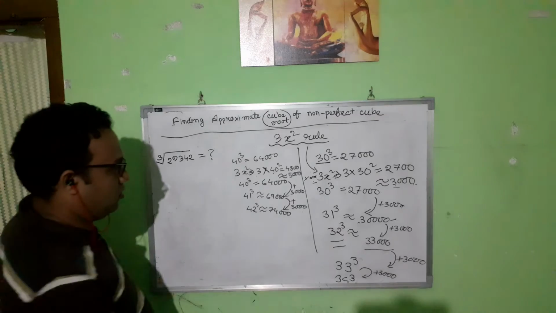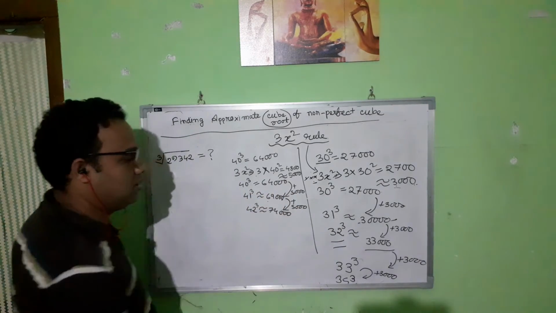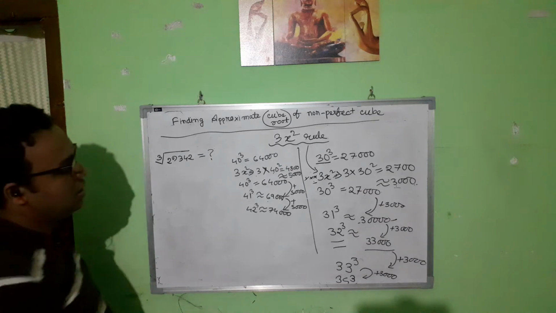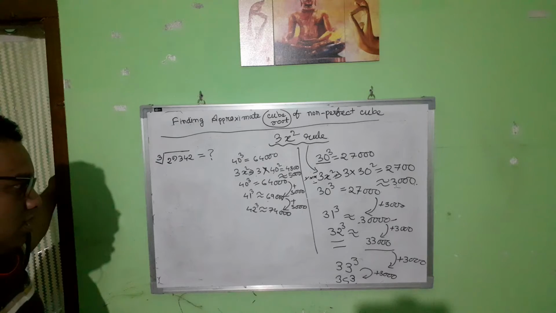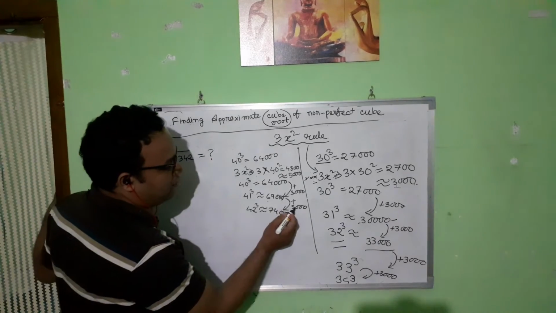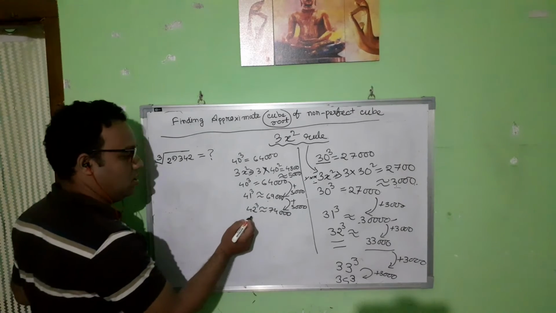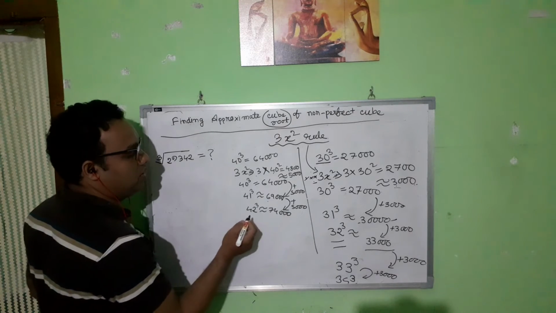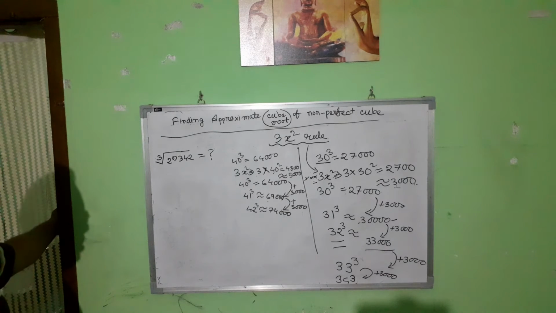Now 40 cube is 64,000. If I add this 5000, I will get the number 69,000, and you can see the cube of 41 is really close to the number 69,000. Similarly, if we add 5,000 to 69,000, you will get the number 74,000, and 74,000 is almost equal to 42 cube.